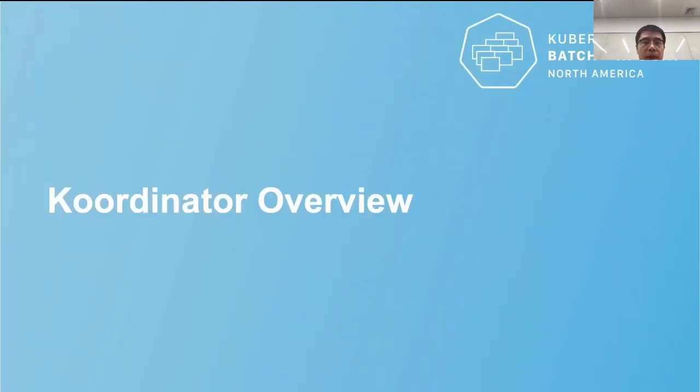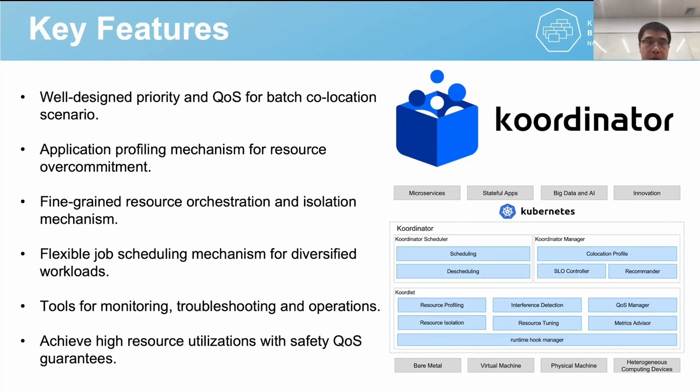Next, let's take a look at the design and the architecture of Koordinator. There are some key features in Koordinator. First, it designed the priority and the QoS for batch colocation scenarios. And it also provides an application profiling mechanism for resource overcommitment. On the node level, Koordinator provides a fine-grained resource orchestration and isolation mechanism to avoid the noisy neighbor problem. And it also provides a flexible job scheduling mechanism for diverse workloads, so that workloads can be easily used. The purpose of Koordinator is to achieve high resource utilization with safe QoS guarantees.